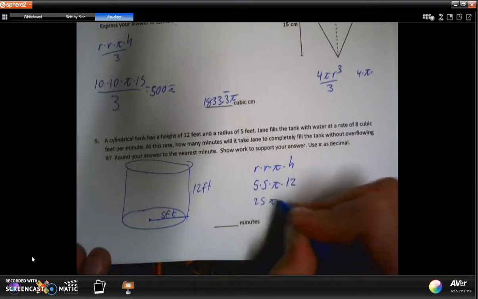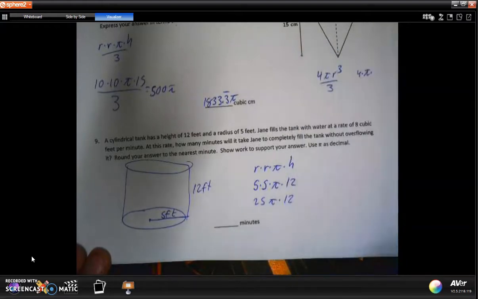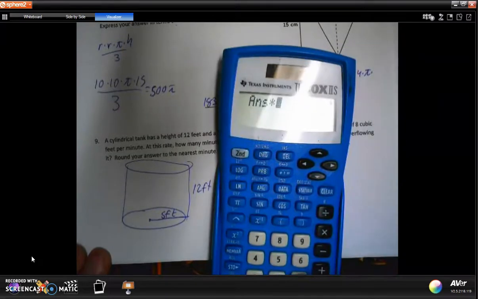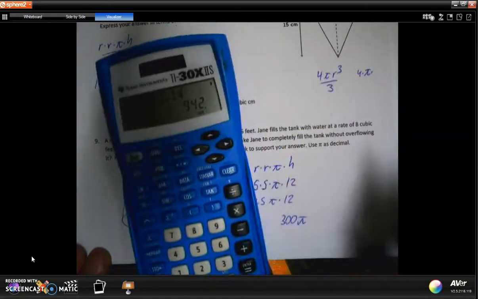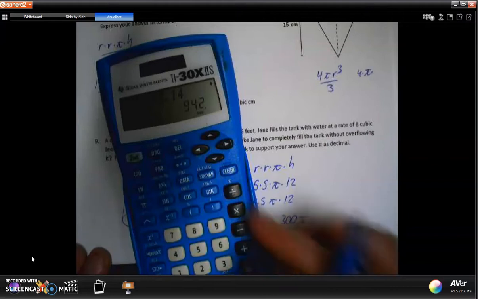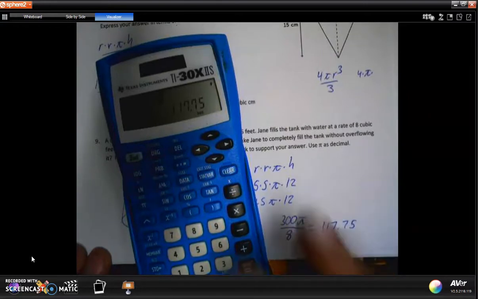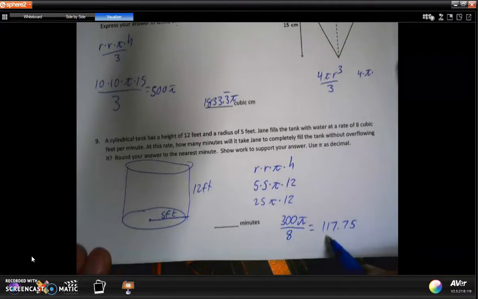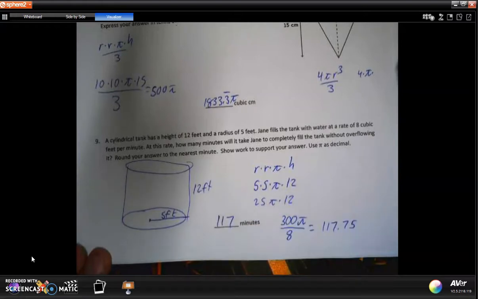That's 25 pi times 12. What is 25 times 12? That's 300. So it's 300 pi. Let's go times 3.14. 942. That's the volume. But she's filling it at a rate of 8 cubic feet per minute. So I have to divide by 8 to figure out how many minutes. So I divide it by 8, and I get 117.75. Now, I cannot overflow it, but I need to round. So if I round up to 118 minutes, that means it's overflowing. So the nearest minute is 117 total minutes.